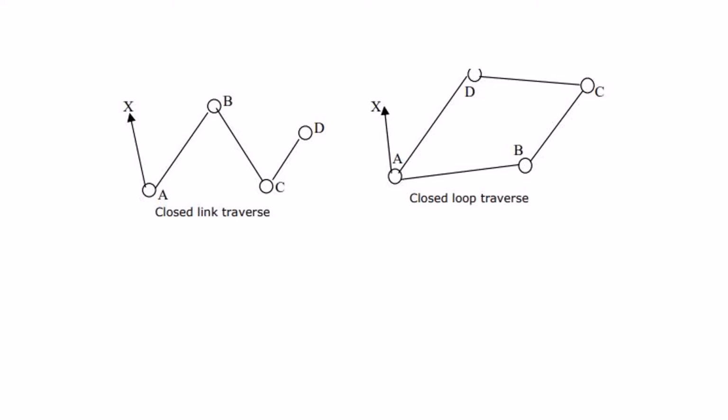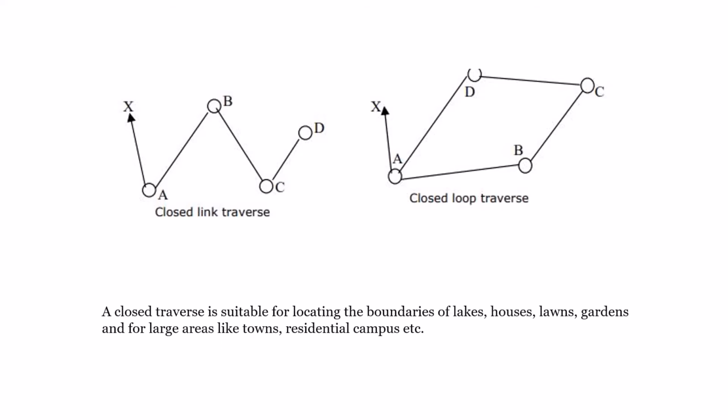In case of a closed loop traverse, the traverse starts at a known position and ends at the same position, so it forms a loop. A closed traverse is suitable for locating the boundaries of lakes, houses, gardens, and for large areas like towns, residential campus, etc. Unlike the open traverse, a closed traverse lets you have a computation check that will help to understand or estimate the errors that are being formed during the surveying process. It can be determined both for distance measurement as well as angular measurements.